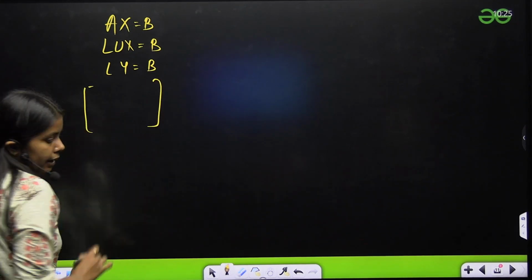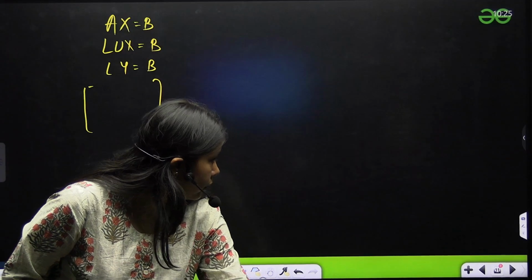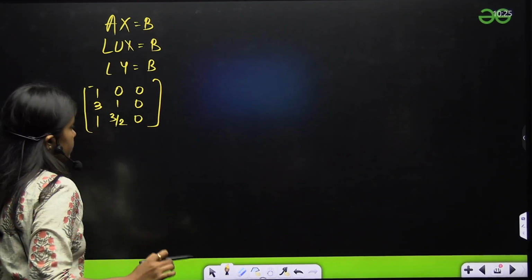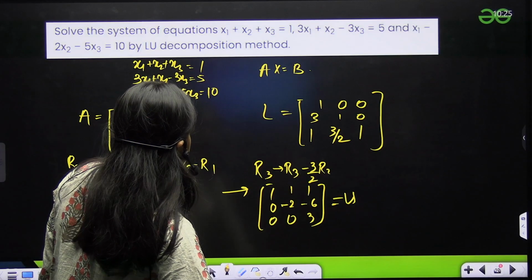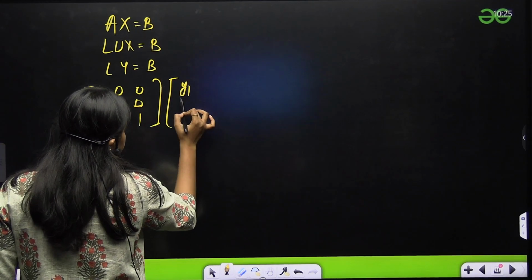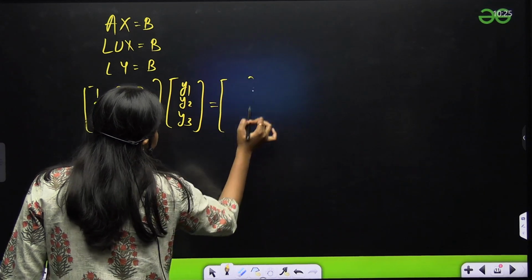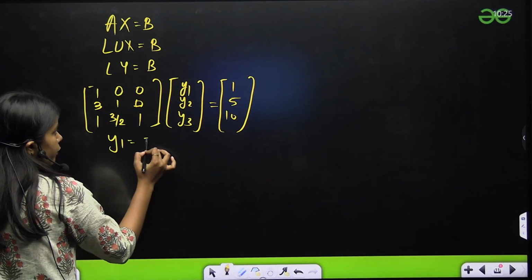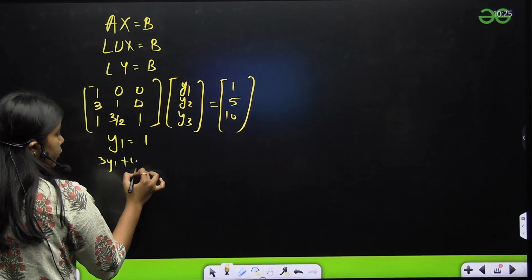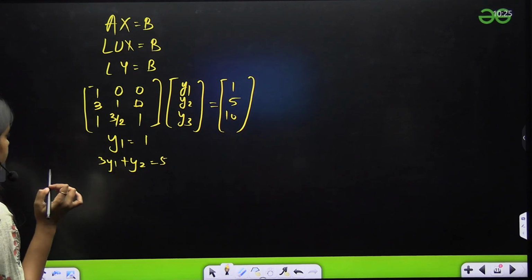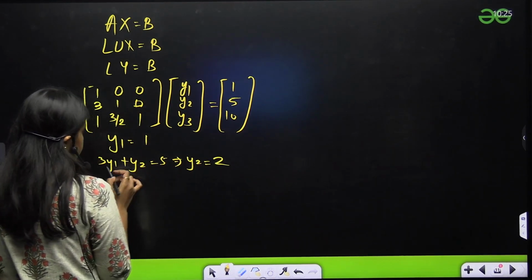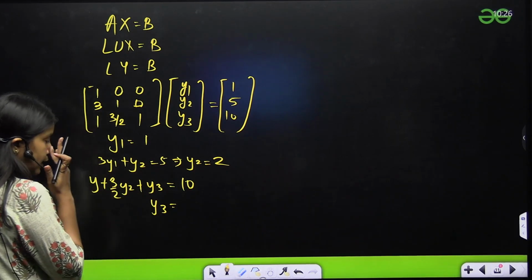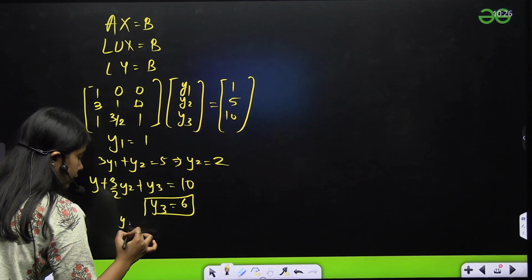What is the L matrix? The L matrix I had previously was 1 0 0, 3 1 0, and 1, I think 3 by 2, 1. Sorry, it is 1. I think these are the values. Now instead of finding X, I'll find Y1, Y2, Y3 and the right hand side was B. B is 1, 5 and 10. So if I solve, Y1 would become 1, 3Y1 plus Y2 would become 5 so Y2 would become 2, and Y1 plus 3 by 2 Y2 plus Y3 would become 10. So on solving you would get Y3 as 6.